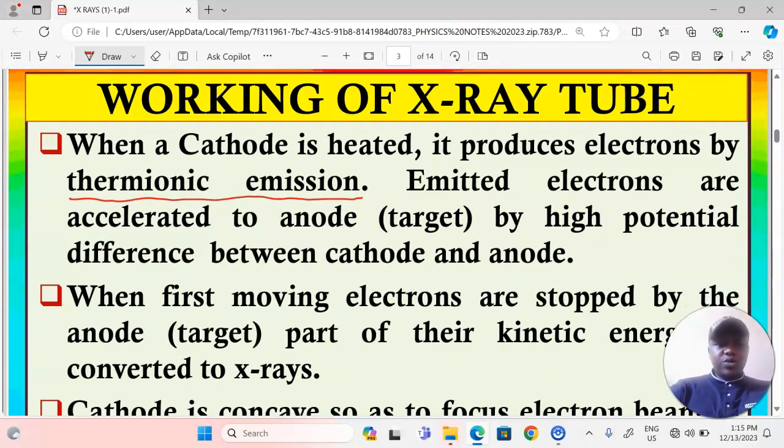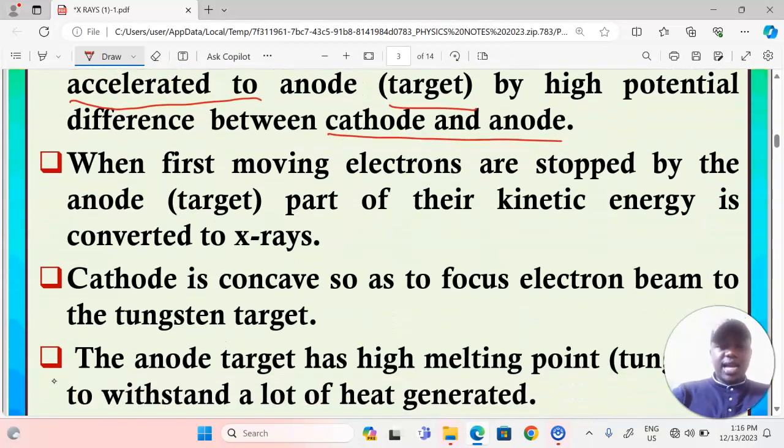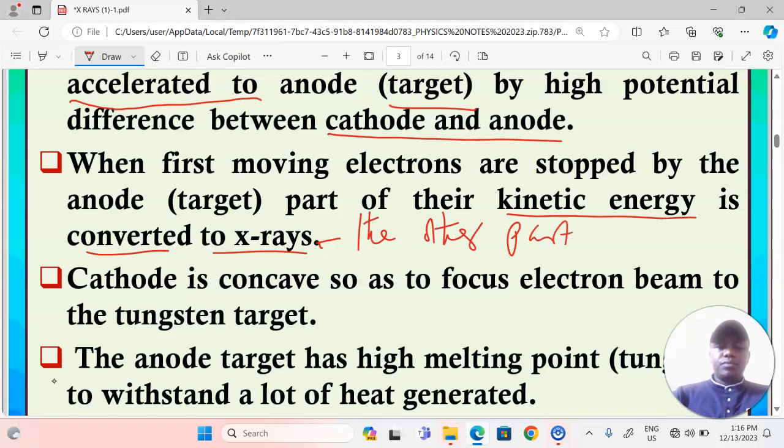We are saying the emitted electrons are accelerated, strongly attracted to the anode, or rather the target, by the high potential difference between the anode and the cathode. Then when the fast moving electrons are stopped by the anode, that is the target, part of the kinetic energy is converted to X-rays. It's very good to say that the other part of the kinetic energy becomes heat energy.